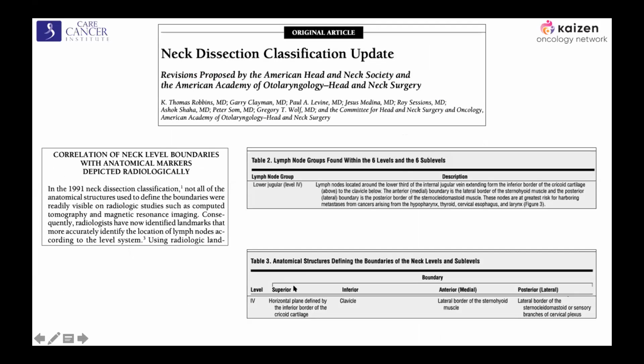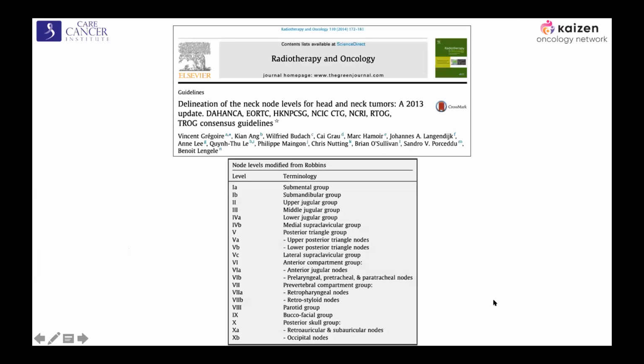And the radiological landmarks for level 4 are as follows. Superiorly, the horizontal plane defined by the inferior border of the cricoid cartilage, inferiorly up to the clavicle, and again, anterior and the posterior border remain same as we saw in level 2 and 3.